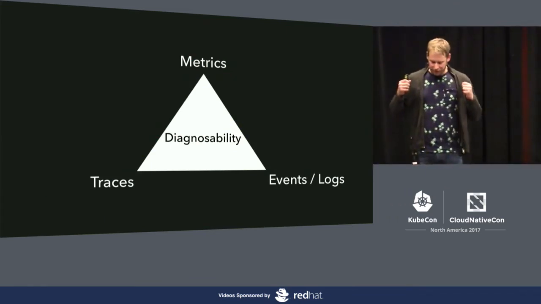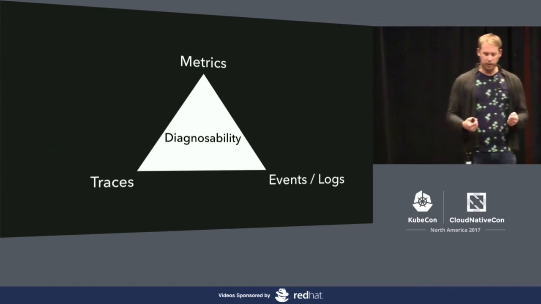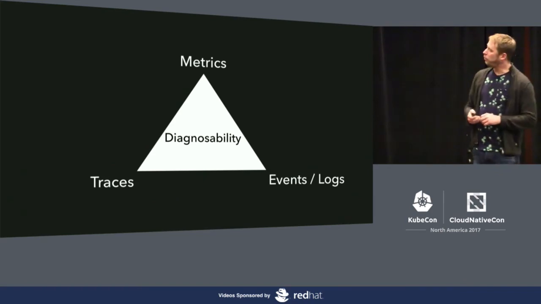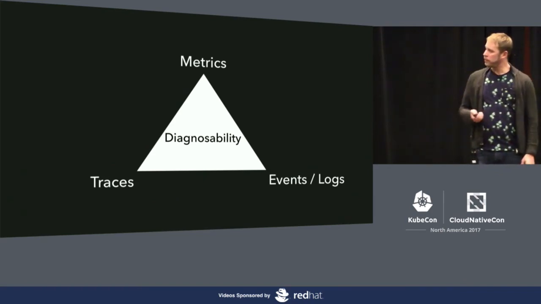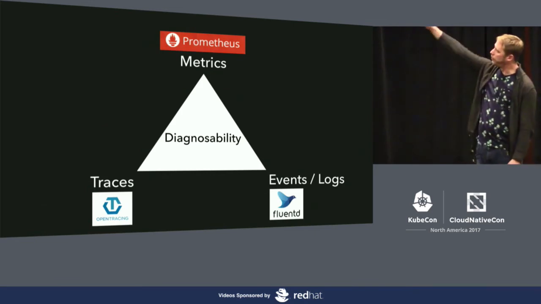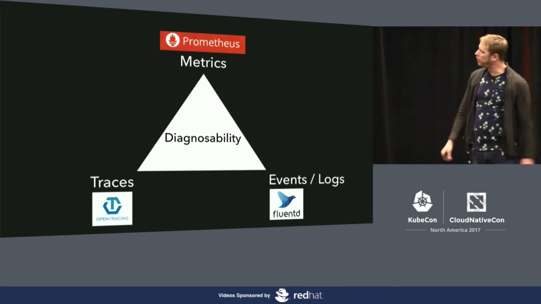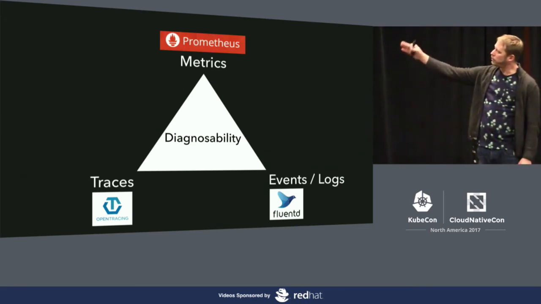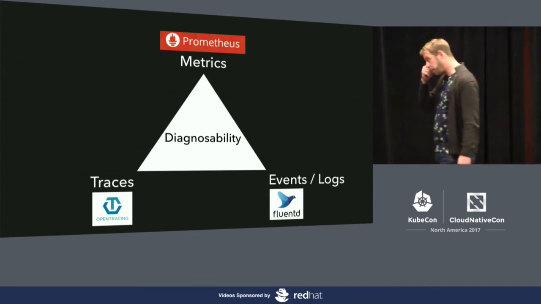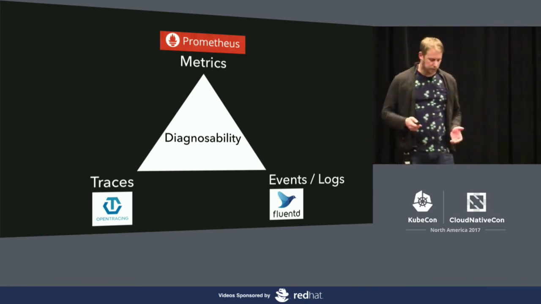Diagnosability is the ability to observe applications and to diagnose them if they're running in an abnormal state, and it's all about integrating traces, metrics, and events. Our first solution was to go for Prometheus metrics, FluentD, and the EFK stack behind for events and logs, and OpenTracing implementations. We used Zipkin as the first step to analyze traces.